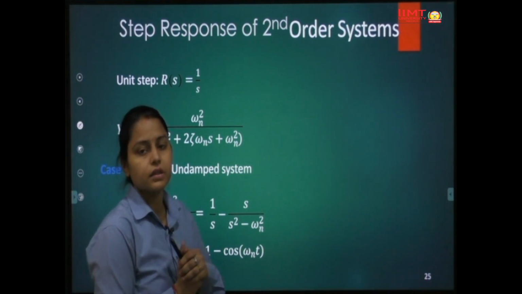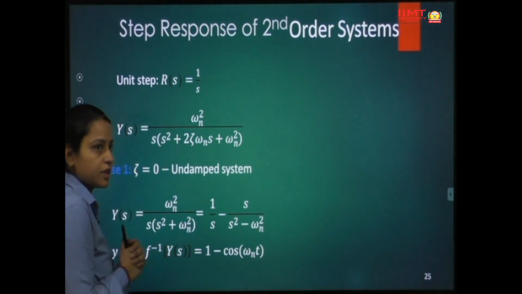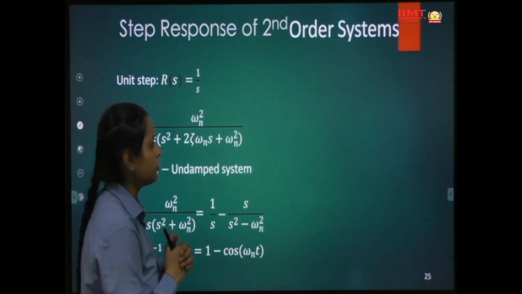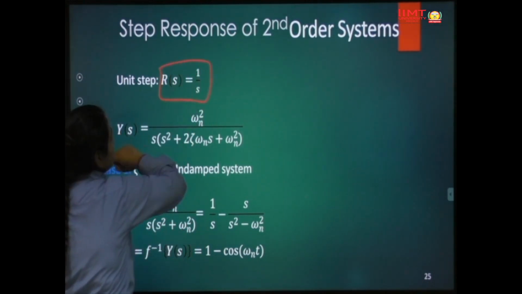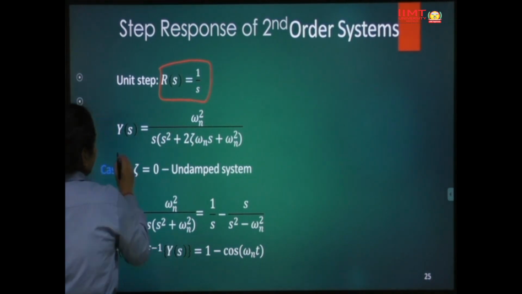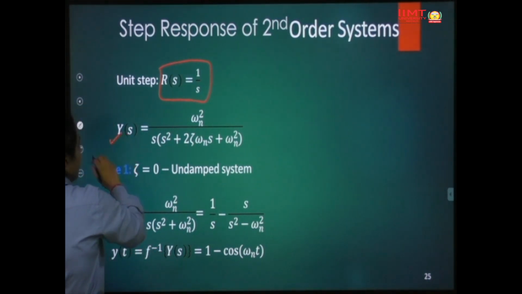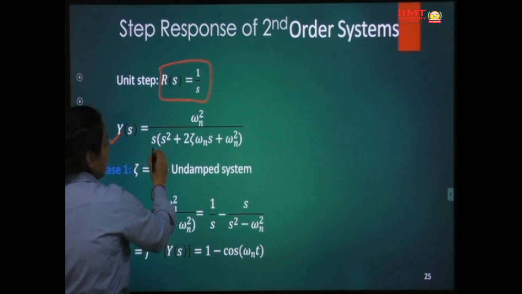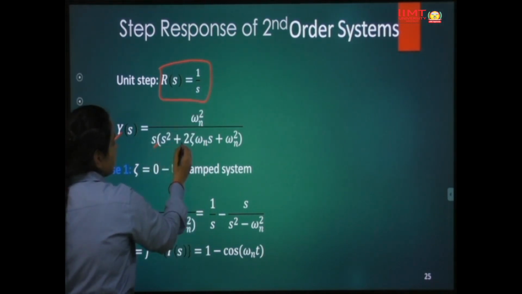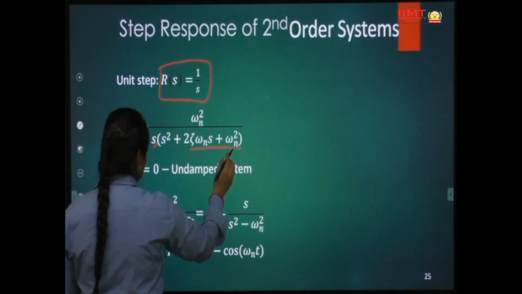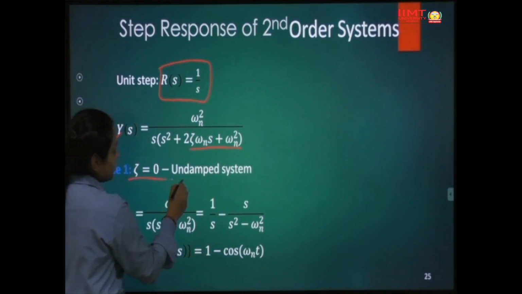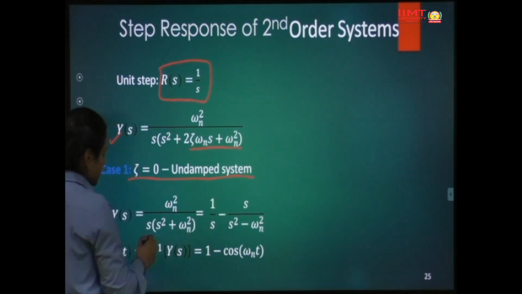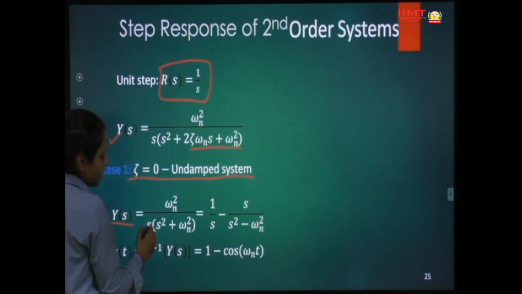Now let's see the response of the second order system for different values of zeta with the unit step input. As we know, the Laplace transform is R(s) equal to 1 by s. So Y(s) would be equal to omega n square upon s into s square plus 2 zeta omega n s plus omega n square. Let us consider again the 4 cases. First case, zeta is equal to 0. For the undamped system, Y(s) would be equal to omega n square upon s into s square plus omega n square.